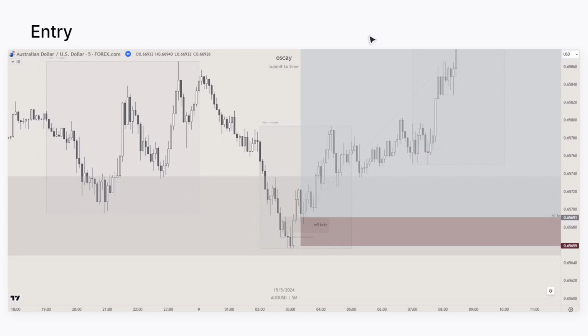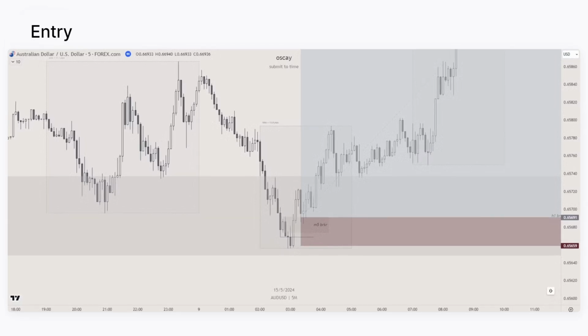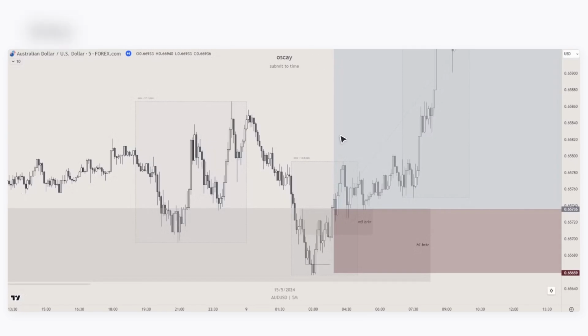So how do we entry? I don't care how you entry, bro. Go and collect some data. So you can entry on the fair value gap. You can entry on the break. You can entry on the breaker. You can entry on the order block. You can entry on the propulsion block. You can entry on anything. You can entry on the rejection block. Swing high or swing low. I don't care, man. It's up to you where you want to entry, but I like entering on the breakers.